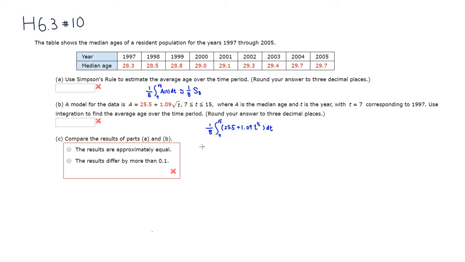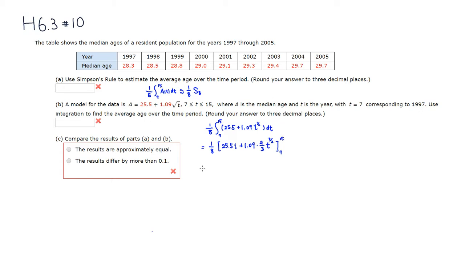So this is equal to 1 over 8 times the antiderivative. The antiderivative of 25.5 is 25.5t, plus 1.09, just a constant multiple. The antiderivative of t to the 1/2 is t to the 3/2 power, and dividing by 3/2 is multiplying by 2/3. Then we're going from 7 to 15.